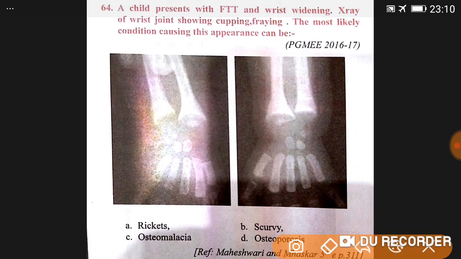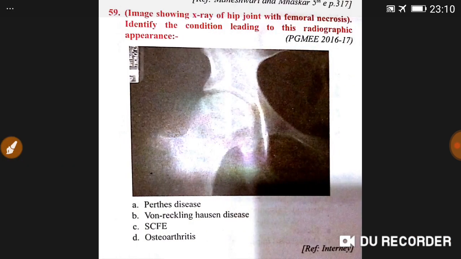A child presents with FTT and wrist widening. X-ray of the wrist joint shows cupping and fraying. The most likely condition causing this appearance is rickets. Okay, guys, I hope it's clear for you till here. Now, the image shows an X-ray of the hip joint with femoral head necrosis. Identify the condition leading to this radiographic appearance. This is known as Perthes' disease.